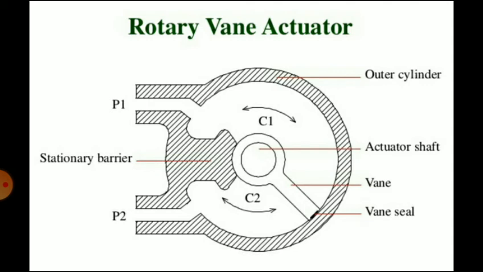The pressure difference in two chambers creates a differential force on the vane, causing the vane to turn and thus rotate the shaft. So when the vane rotates, the shaft rotates, causing the limited rotary movement. Reversing the flow of pressurized fluid can reverse the rotation of the actuator.